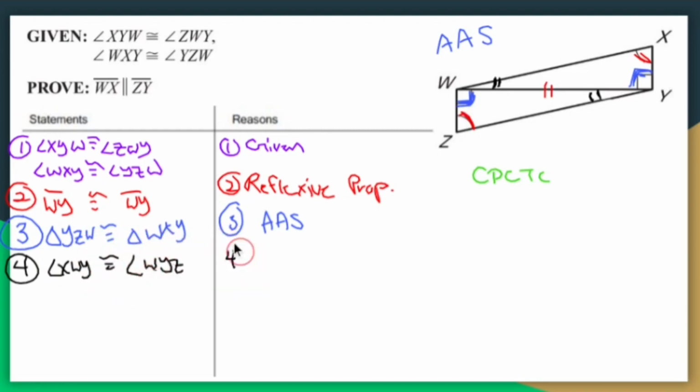And the reason for that is, now that these are congruent triangles, corresponding parts of congruent triangles are congruent. Okay? Step 5.